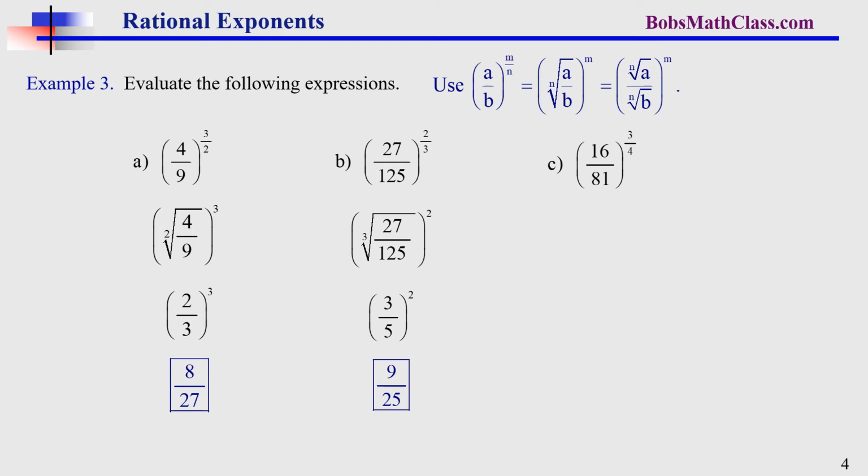Okay, one more. Same thing, our index is 4. And the number outside the parentheses is 3. Now we'll do each separately. The fourth root of 16 is 2. Because 2 to the fourth power is 16. And the fourth root of 81 is 3, because 3 to the fourth power is 81. And now we'll raise each to the third power, and that gives us 8 over 27.